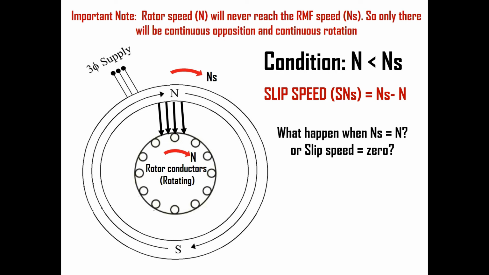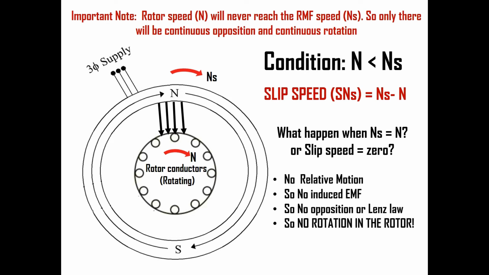A very popular question in induction motor is what happens when ns is equal to n, or slip speed is equal to 0. When that happens, there will be no relative motion. If there is no relative motion, there is no induced EMF. If there is no induced EMF, there will not be any opposition, which means there is no rotation in the rotor. So you want to keep in mind that rotor speed n will never reach the synchronous speed ns at any time in the induction motor.